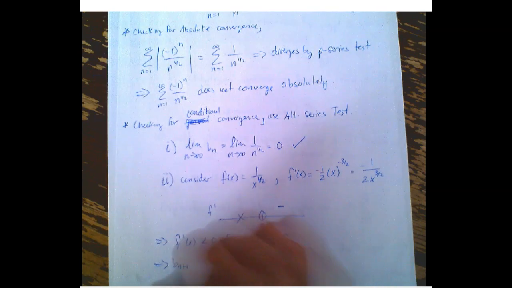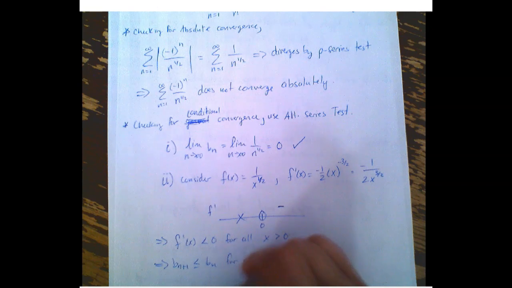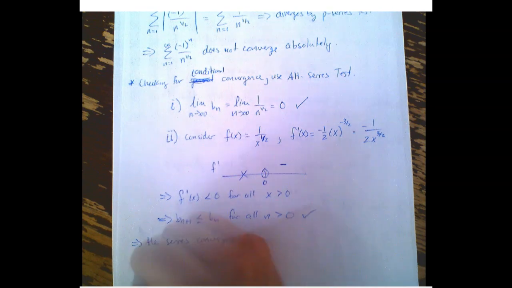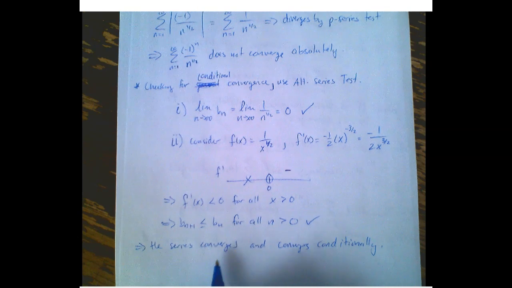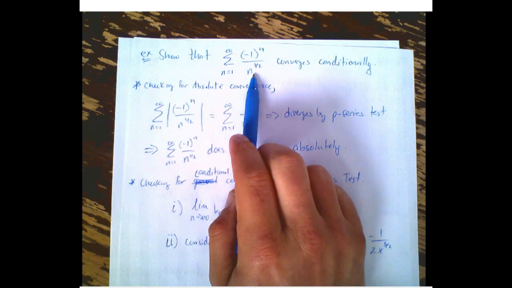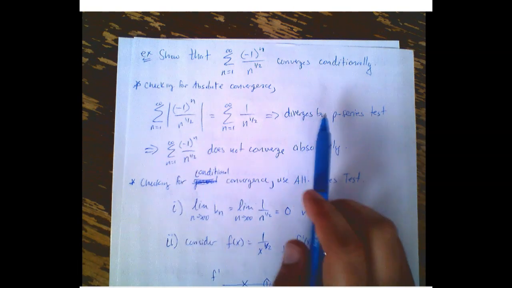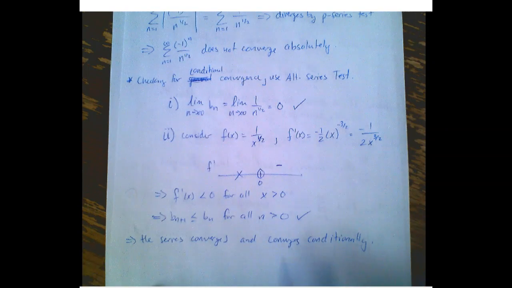So Bn plus 1 is less than or equal to Bn for all n greater than 0. Thus, the series converges, and converges conditionally. So we've just checked to see if the original series was convergent. It is. Its absolute value series is divergent. Thus, it follows the definition of conditional convergence.